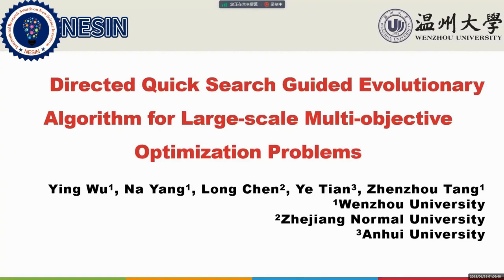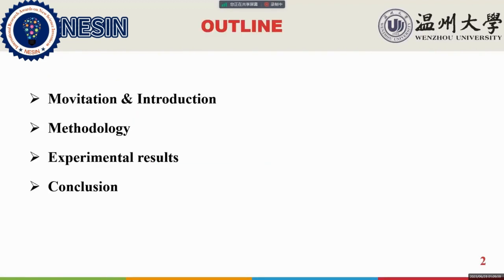Today I would like to share with you some of my research progress on directed quick search guided evolutionary algorithm for large-scale multi-objective optimization problems. My presentation is structured in the following way. First, I will begin with motivation and introduction. Then, I will move on to methodology. After that, I will introduce the experimental results. And finally, I will show the conclusion.